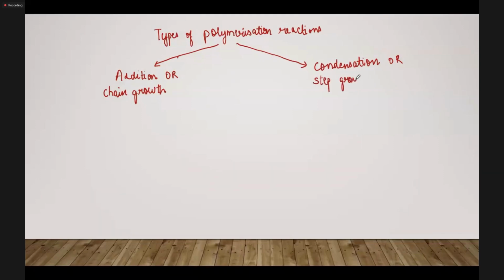Two-step growth polymerization. Okay? So these are the two types of mechanisms that we will discuss. Okay? So today we will start with addition polymerization.